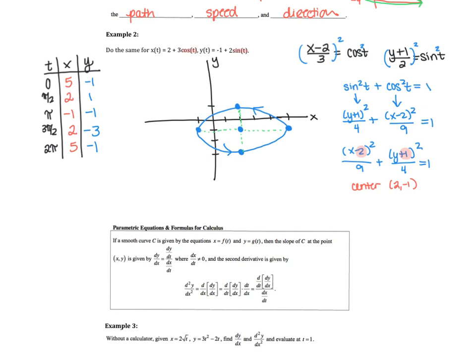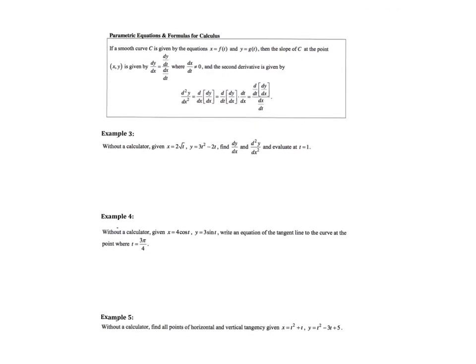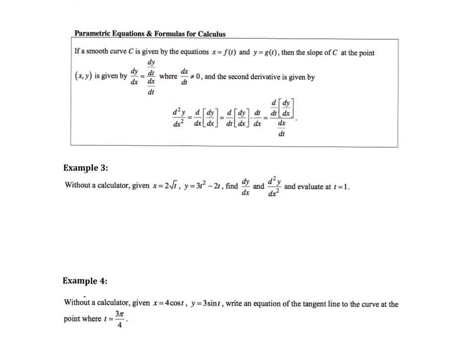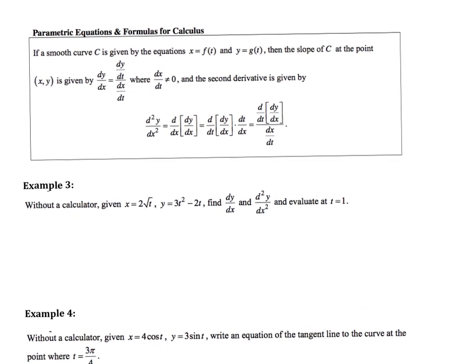And I can also see here this 9 and this 4. The square root of those represents the distance that I'm going out from my center in a vertical and horizontal direction. So here I have this equation that was a parametric curve written in rectangular coordinates, and you can see how we did that. All right, so now that we've spent some time reviewing parametric equations and functions, now we are going to dig into the calculus. So let's take a look at our first parametric equations and formulas for calculus.